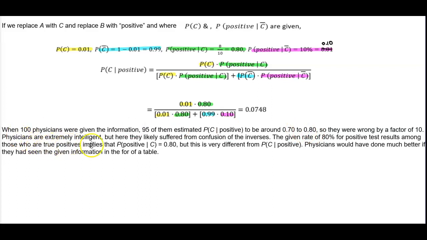Now, physicians are extremely intelligent, but here they likely suffered from confusion of the inverse. The given rate of 80% for positive test results among those who have cancer implies the probability of having a positive result given that you have cancer is 0.80. But this is very different from the probability of having cancer given that you have a positive test result. So physicians would have done much better if they had seen the given information in the form of a table.